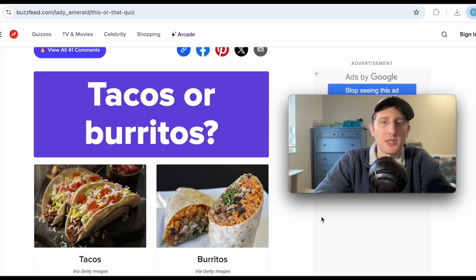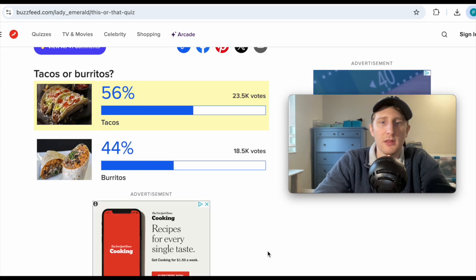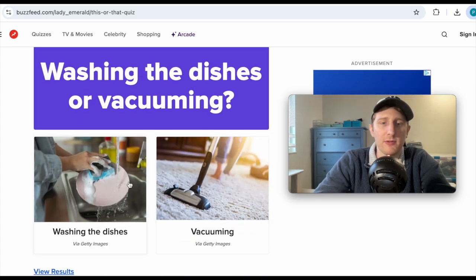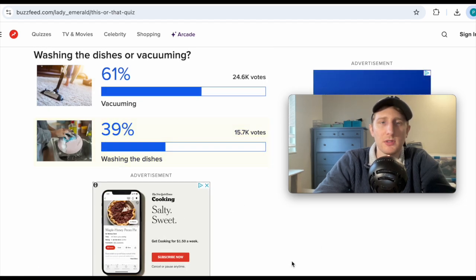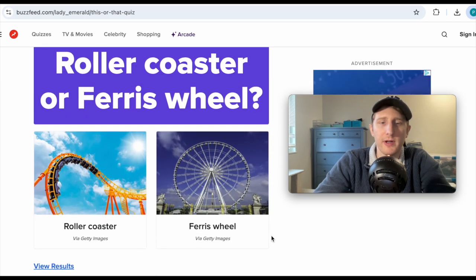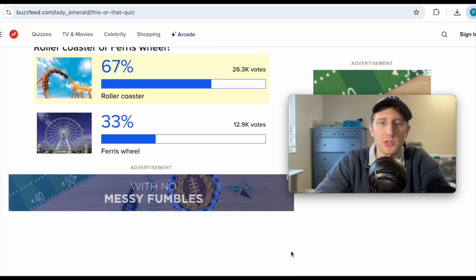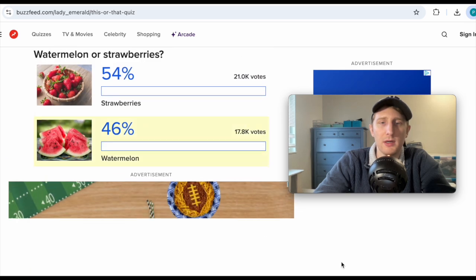And anyway, the first question I have today is tacos or burritos? This could go either way for me. I would really take either, but I'm going to go tacos today. And it looks like a slight majority agreed with me. Okay, washing the dishes or vacuuming? For me, I'm going to go with washing the dishes. And actually, most people on this quiz said vacuuming, which is interesting. Roller coaster or Ferris wheel? I'm going to take roller coaster. Okay, 67% to 33%. Watermelon or strawberries? For me, I'm going watermelon.